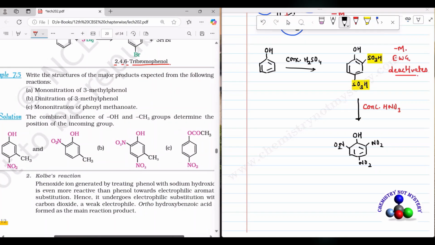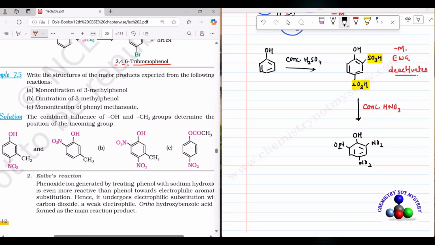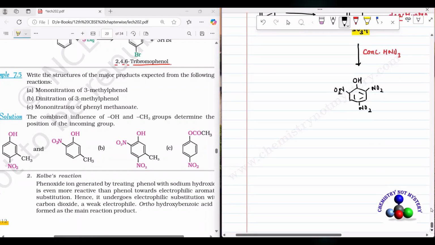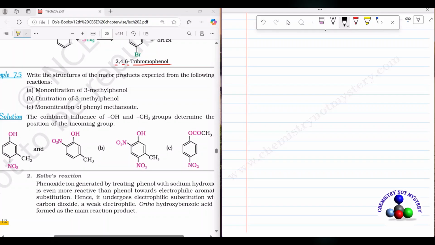Now let's try to solve example 7.5. Write the structures of the major product expected from the following reaction. Mononitration of 3-methylphenol. Now let's write the reaction. First of all, draw the structure of 3-methylphenol. So this is benzene ring and here OH group is bonded. This is phenol. At third position, methyl group is bonded. So this is the third position where CH3 group is bonded.